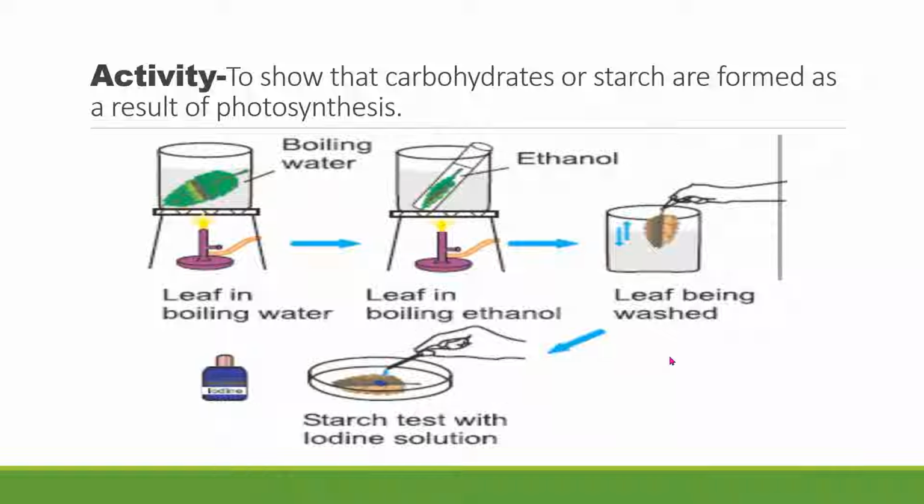Wash the leaf, then keep the leaf in the petri dish. Add a few drops of iodine. The color of the leaf will change into violet or blue-black. This shows the presence of starch in the leaf. In the next slide, children, I have tried to show you this experiment with the help of a video. Please see it.